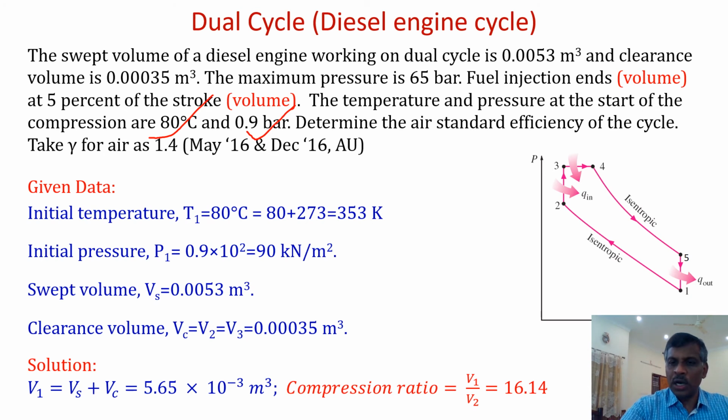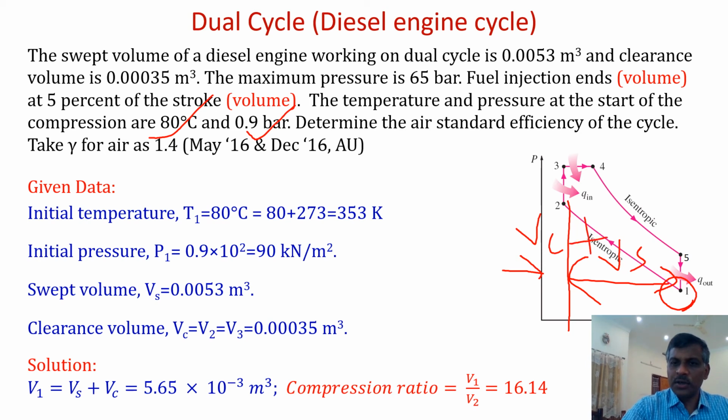What is volume V1? You know that this portion is the swept volume, Vs, and this is Vc, the clearance volume. So it is the addition of Vc plus Vs. Vs plus Vc will give the initial volume, so V1 you can find out.